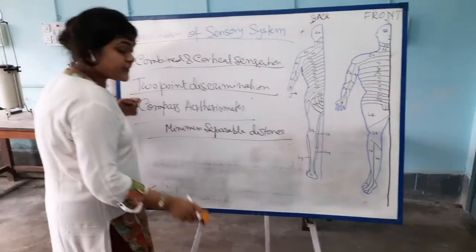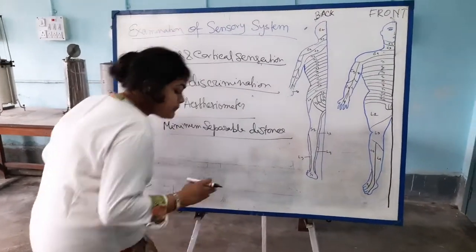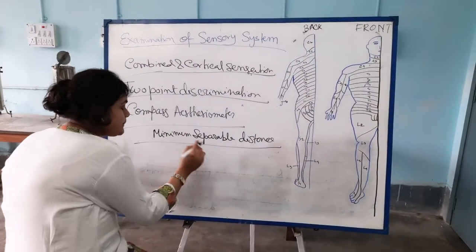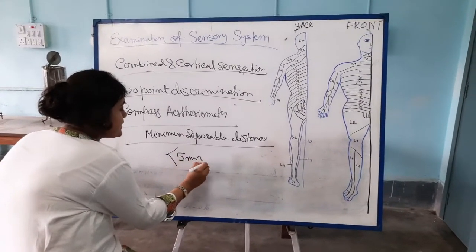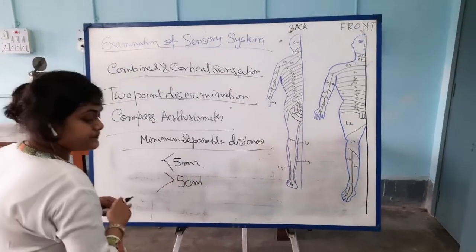Again, do it bilaterally, and actually the touch receptors are present in variable concentration in different parts of our body. That is why in our palm the minimum separable distance is less than 5 mm, whereas in our back it's more than 5 cm. Both are normal.